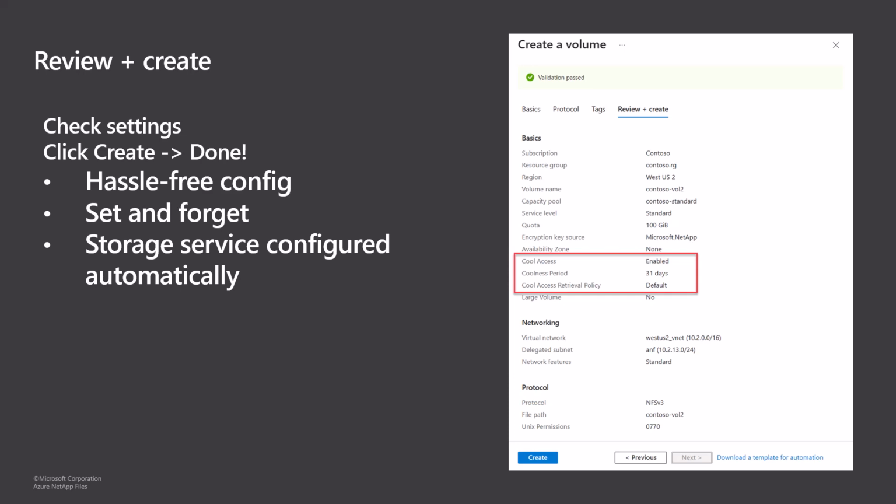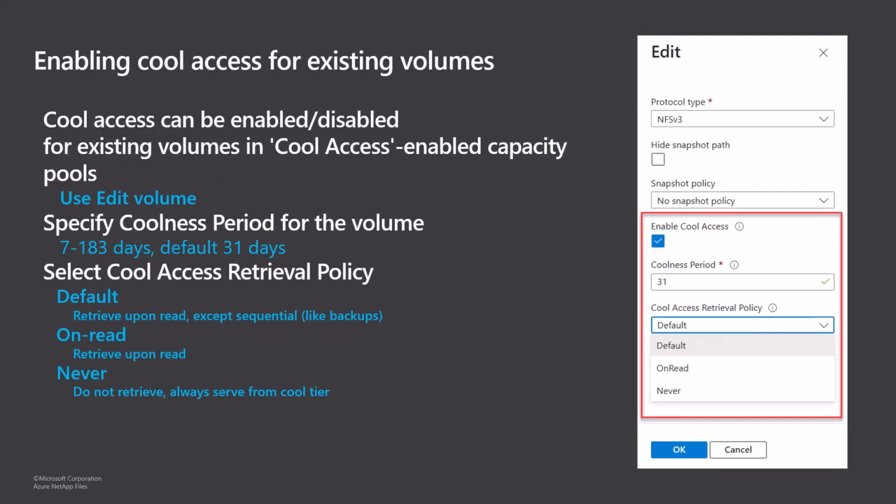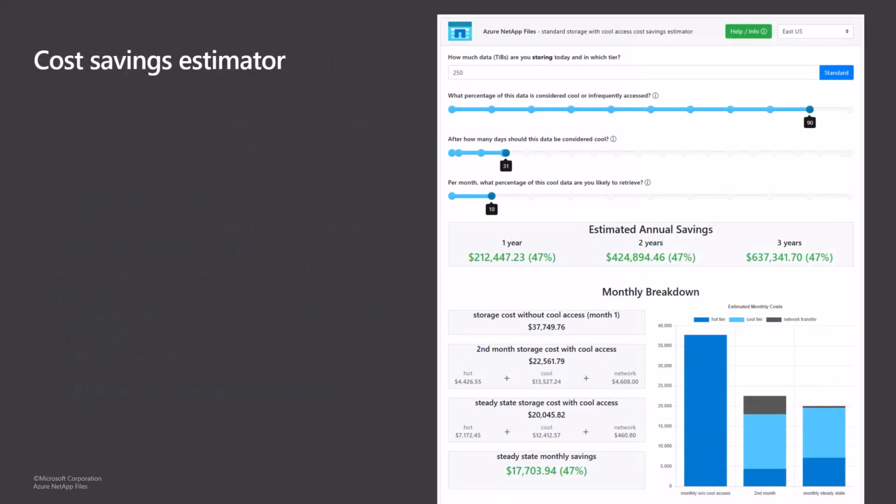Simple, set, and forget. Cool Access can also be enabled for existing volumes. Make sure the volumes are part of a capacity pool with Cool Access enabled. Then use Edit Volume and select the Cool Access checkbox and set the coolness period and retrieval policy. Click OK to save. Now many customers will wonder what those cost optimizations may mean to them.